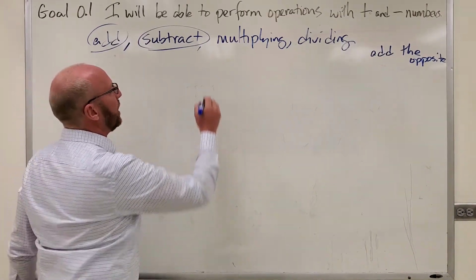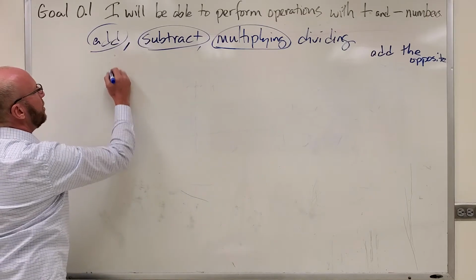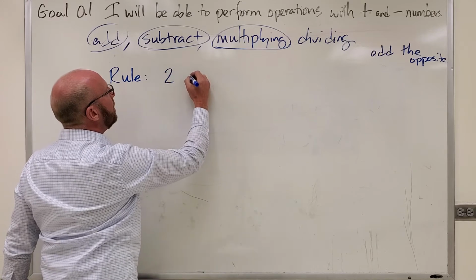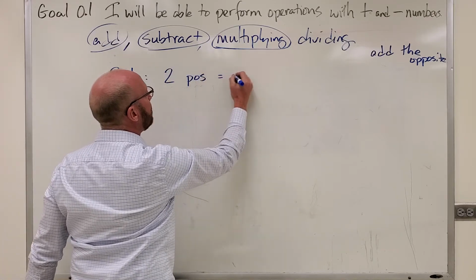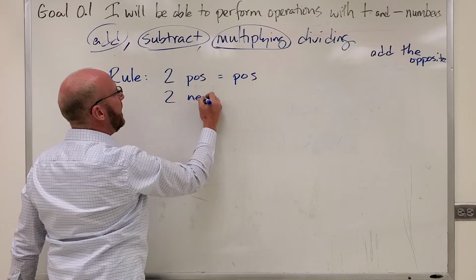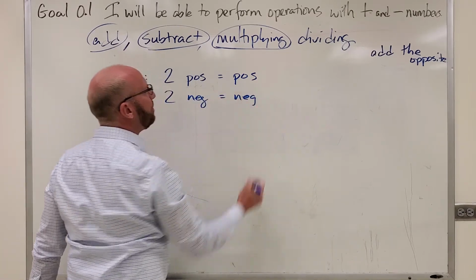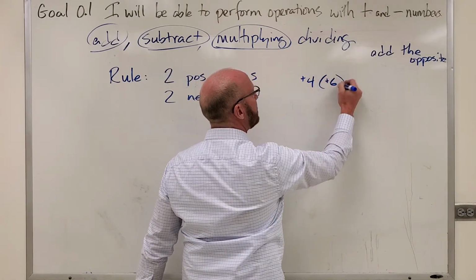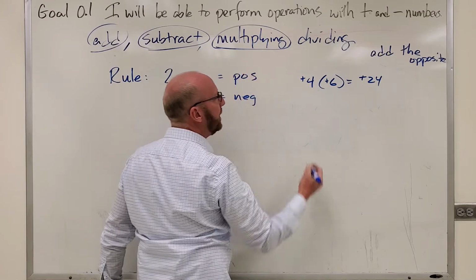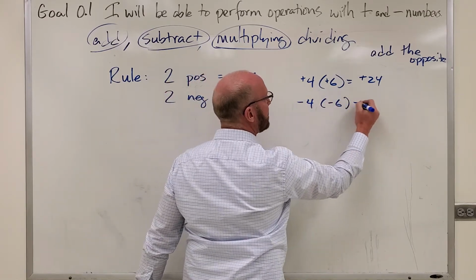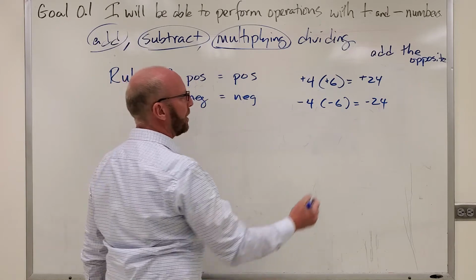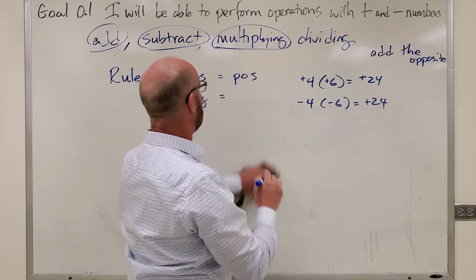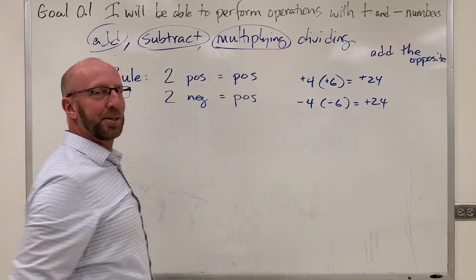Now let's talk about multiplying. When you multiply, the rule for multiplying is 2 positives equal a positive, 2 negatives equal a negative. This is easy. If I have positive 4 times positive 6, it's positive 24. If I have negative 4 times negative 6, it's negative 24. I'm sorry, it's positive 24. 2 negatives. Sorry about that, everybody. I knew that that's positive.